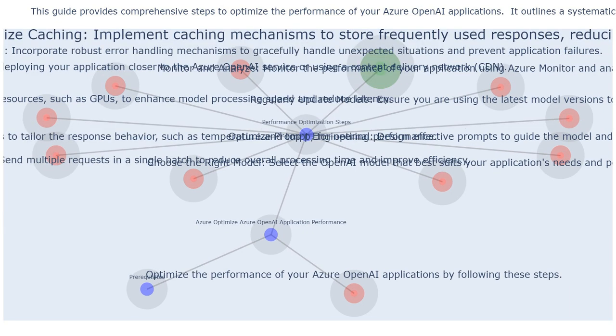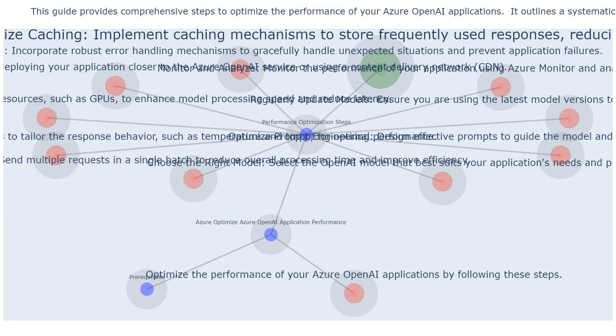Implement caching mechanisms to store frequently used responses, reducing API calls and latency. By caching common responses, you can avoid repetitive API calls to the Azure OpenAI service, significantly reducing response times. For example, storing frequently asked questions and their answers in a cache can dramatically improve the speed and efficiency of your application.